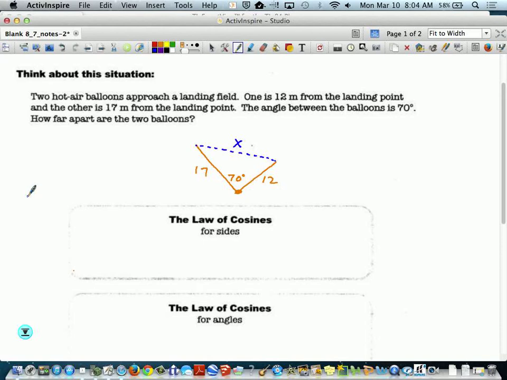So in this situation, if you're looking at it, I don't know if this is a right triangle or not. It's possible that it is, but we're not sure yet, right? So I can't do SOHCAHTOA. And then when you look at the information, I do not know the angle that 17 partners with. I don't know the angle that 12 partners with, and I'm looking for the side that 70 partners with. So I don't have any information as far as using law of sines.